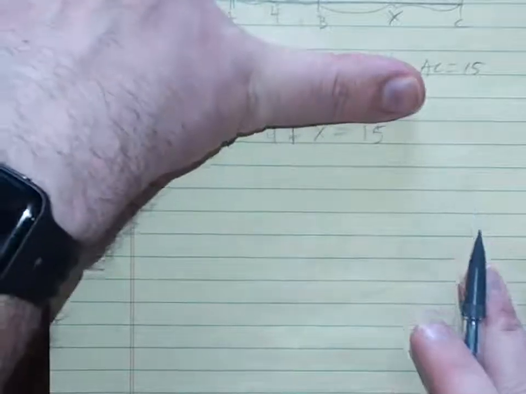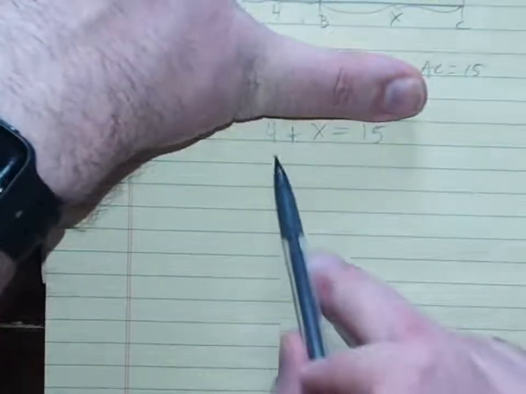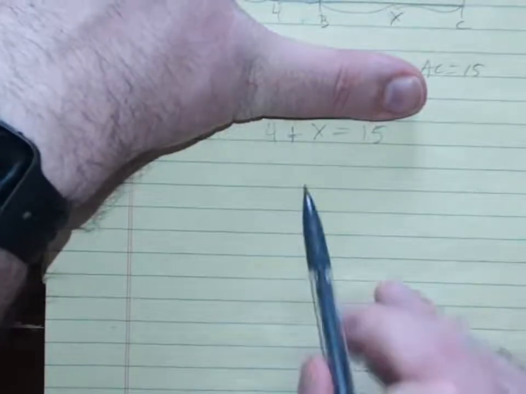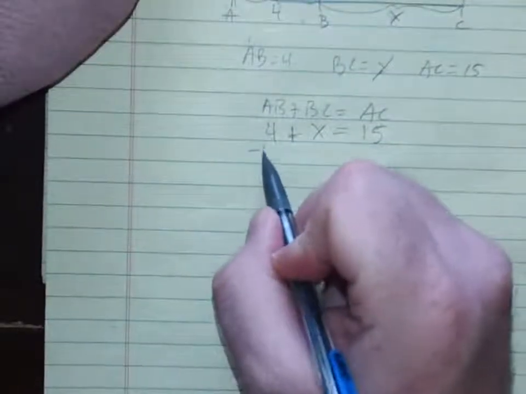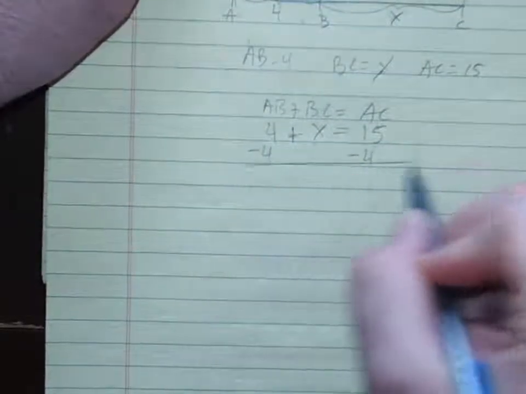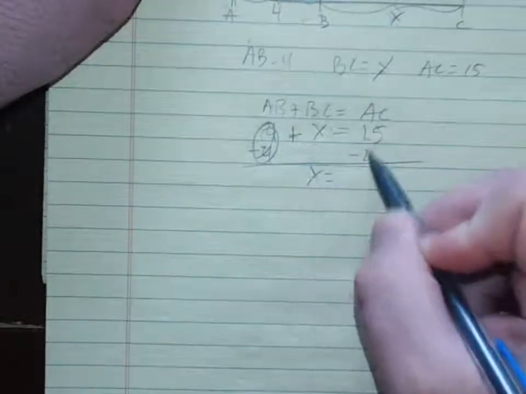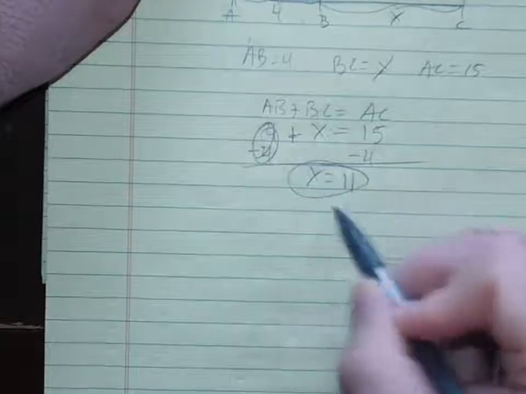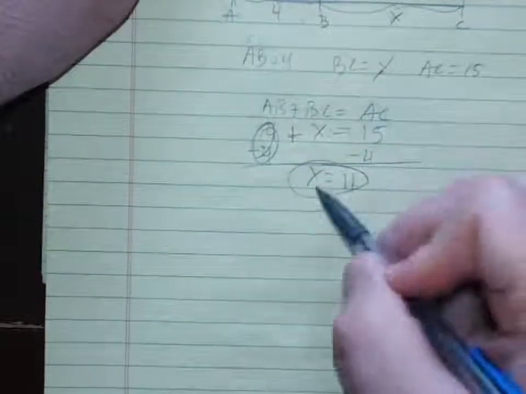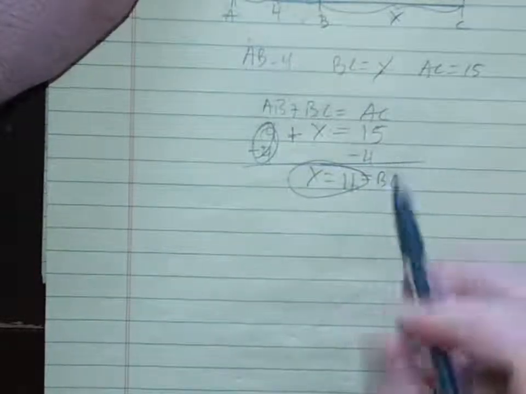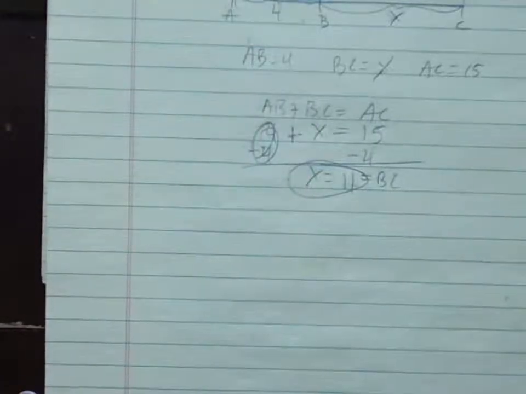So from here we go, okay, forget the geometry. Now we're in algebra. How do I solve 4 plus x equals 15? Well, I need the x by itself. To do that, I need to cancel positive 4. So the opposite of positive 4 is negative 4. So I subtract that from both sides. 4 minus 4 is 0. 0 plus x is x. 15 minus 4 is 11. So x is equal to 11, which must mean that BC is equal to 11, because BC equals x.